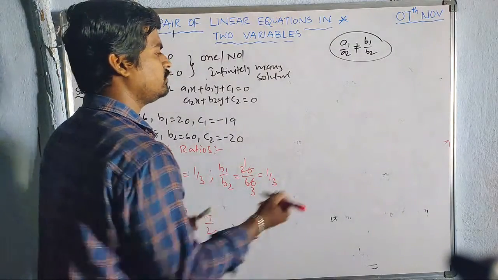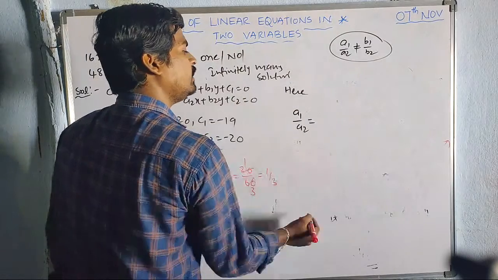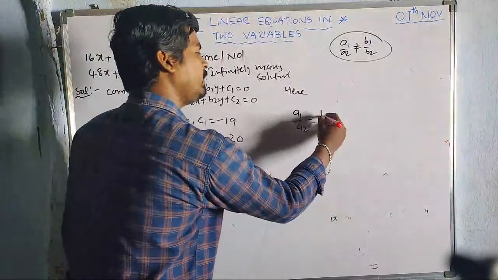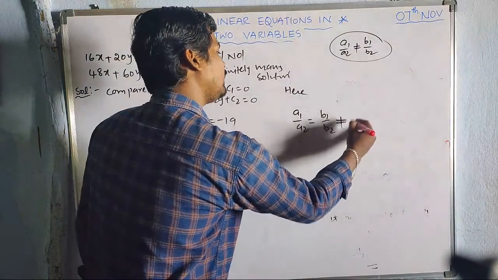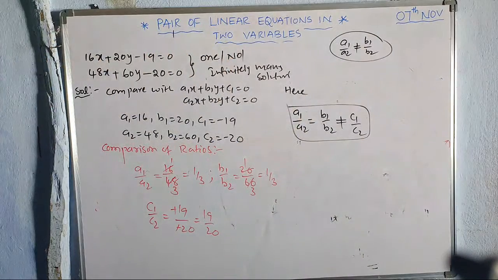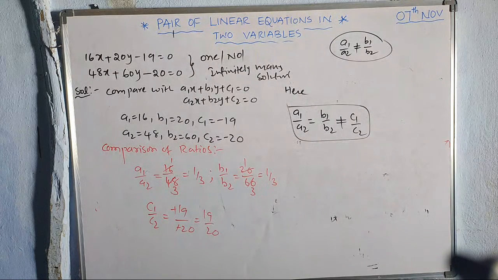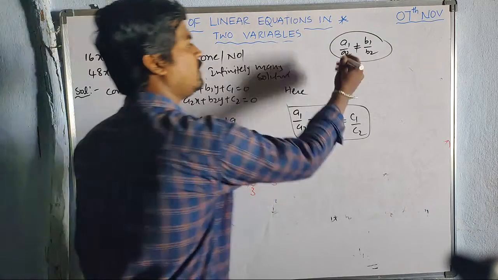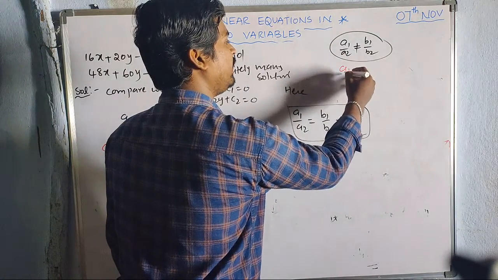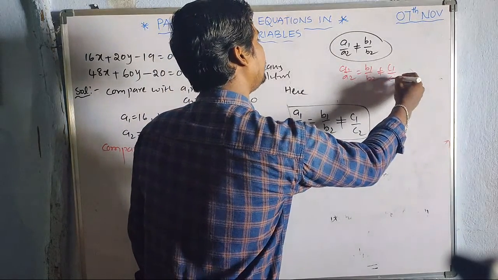First one, a1 by a2 equals b1 by b2, but not equal to c1 by c2. Am I right? So friends, here first two are equal, last one not equal. So it is the second condition actually. This is the first condition, it is over. Now the second condition was already explained, but there was some video problem. That's why once again I am explaining here. Second condition.